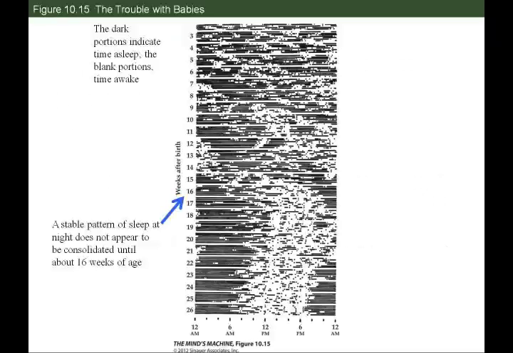The dark portions indicate the time asleep. The blank parts are when they're awake. On the y-axis, that's weeks after birth, so it's basically the age of the infant. And on the bottom, you have time. What you see when they're first born, at 3, 4, 5, 6 weeks, is that it's pretty much scattered. They sleep a little bit, they wake up. They sleep a little bit, they wake up. And at about 16 weeks or so, they start to sleep longer and longer periods of time.